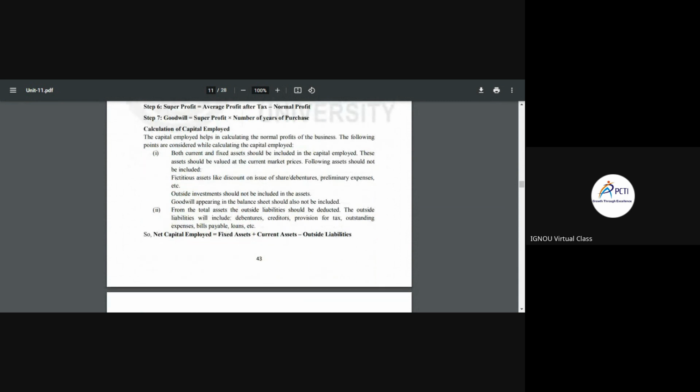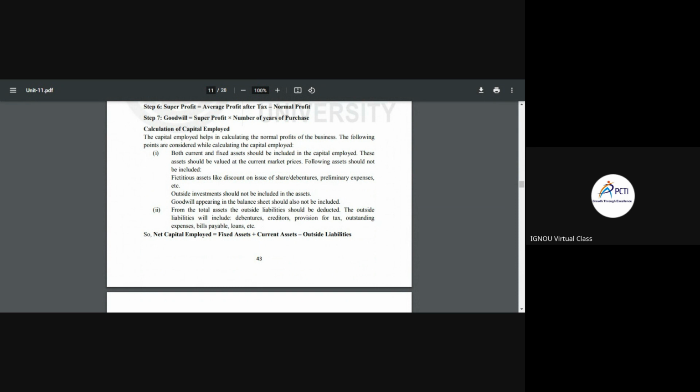Calculation of capital employed. Capital employed helps in calculating the normal profit of the business. The following points need to be considered while calculating it. Both current and fixed assets should be included, valued at the current market price. Fictitious assets like discount on issue of shares, debentures, preliminary expenses, etc. should not be included. Outside investment should not be included, and goodwill appearing in the balance sheet should also not be included.